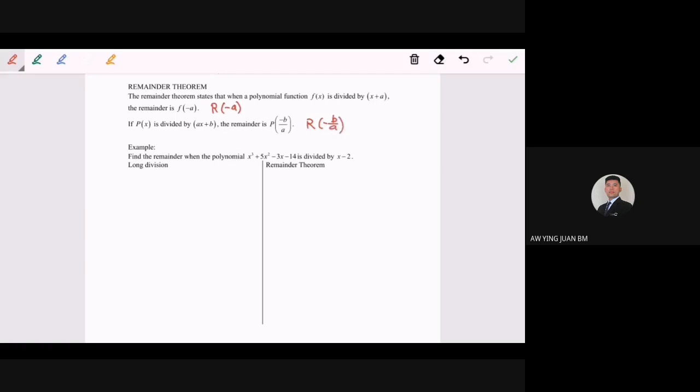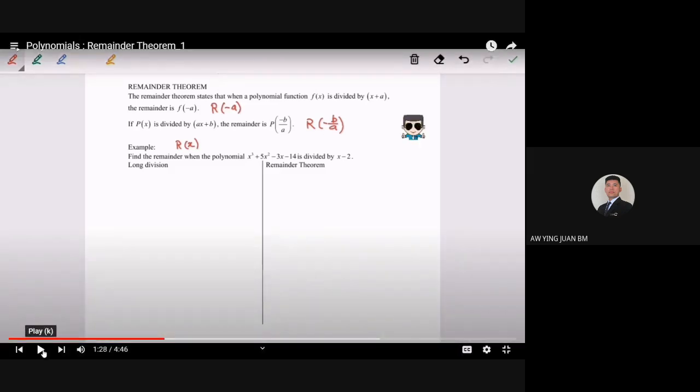So now we are going to discuss a specific example. Find the remainder. Meaning that we are going to find the remainder when the polynomial x cubed plus 5x squared minus 3x minus 14 is divided by x minus 2. So in here the P(x) will be the function x cubed plus 5x squared minus 3x minus 14, and the divisor will be x minus 2. So here we have two methods. Number one, I'm going to use the long division.